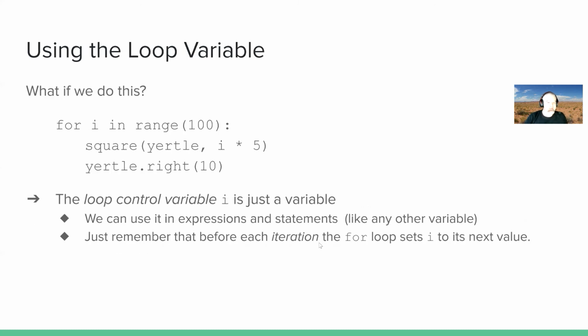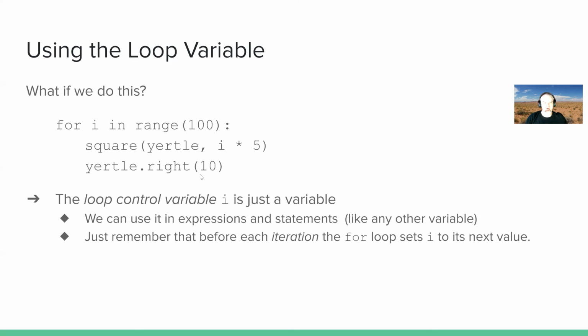All right, so what if we did this instead? Basically this is the same thing, except we're doing i times 5, right? So again, as we go through the first iteration, i is going to be equal to 0. And so 0 times 5 is 0. So your first box is going to be of size 0, and then the turtle is going to move. Second iteration, i is going to be equal to 1. And then here you're going to create a box using the turtle of size 1 times 5. And so your box will be 5 pixels by 5 pixels, and then the turtle will move.